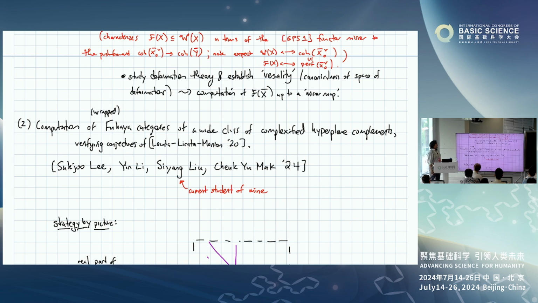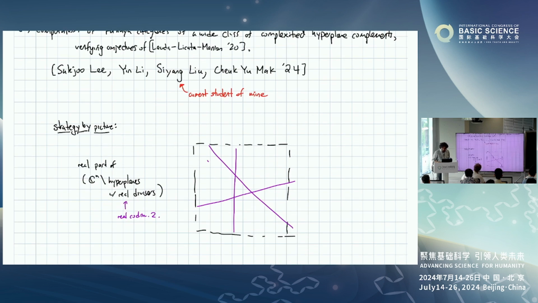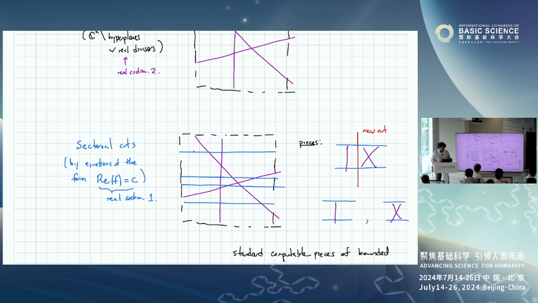a complexified hyperplane complement. What I mean by that is we take C^n, and we remove some hyperplanes cut out by real equations. And here's a picture of the real part of this hyperplane complement. I'm looking at everything outside of the purple lines. And so this hyperplane arrangement has some complexity. And what I'm going to do is introduce a bunch of sectorial cuts. I'm just going to slice this picture by a bunch of hyperplanes, but now they're actually codimension one.